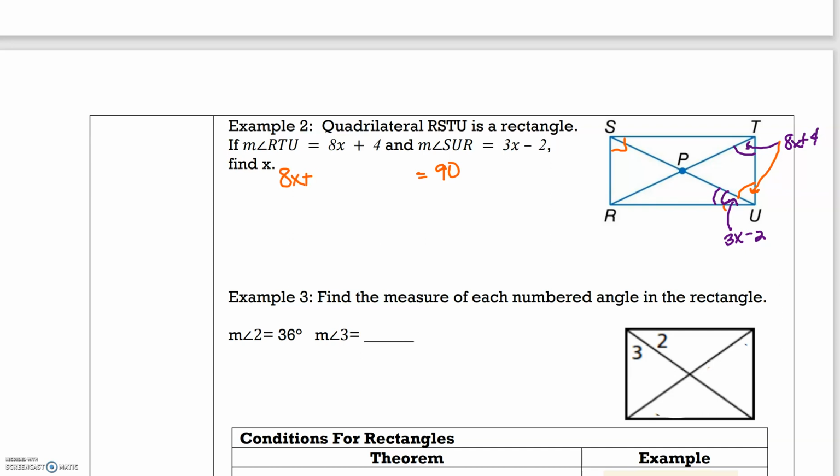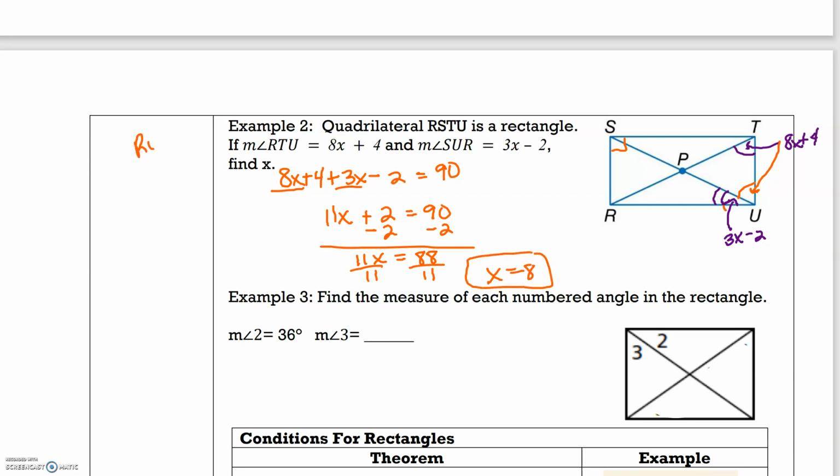So 8x plus 4 plus 3x minus 2 is going to equal 90. So we can add our x's. They're on the same side, so we just combine like terms. Add the 4 and the negative 2. And now we can do our two-step equation solving after we've combined those like terms. 11x is equal to 88, and divide by 11. So x is 8.